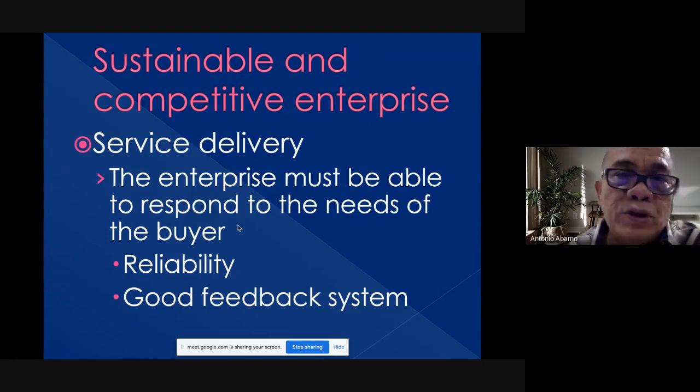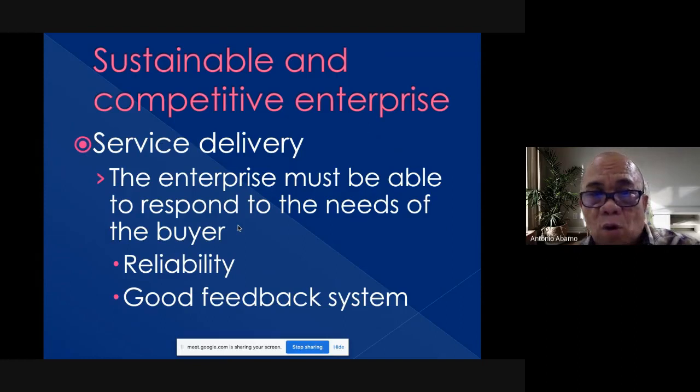Another measure of a sustainable and competitive production subsystem would be service delivery. You see, service delivery differentiates your being able to penetrate the market from your merely being able to produce something. Because if your service delivery is good enough, or even better than your competitor's, you can again outsell your competitor on the same marketing platform.